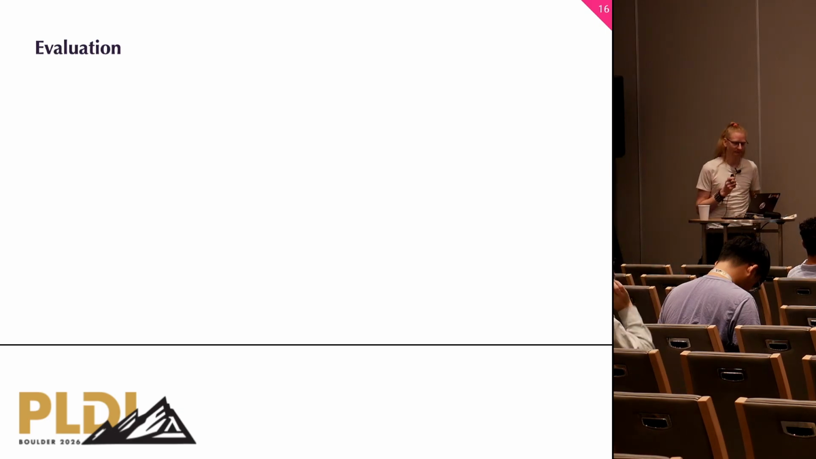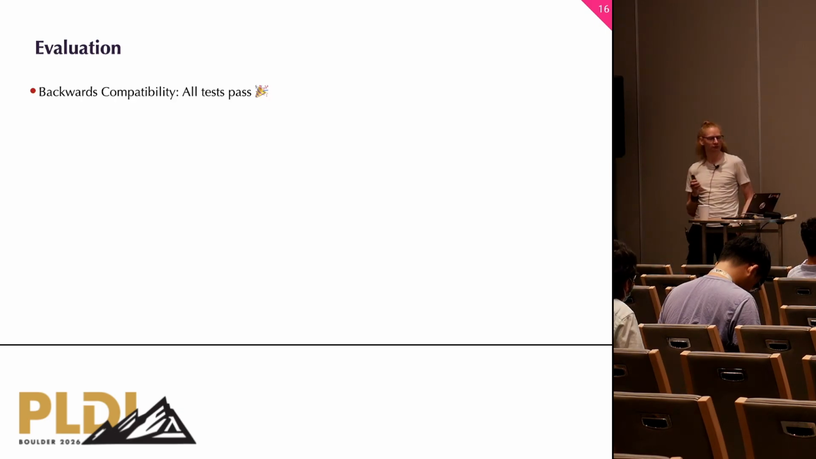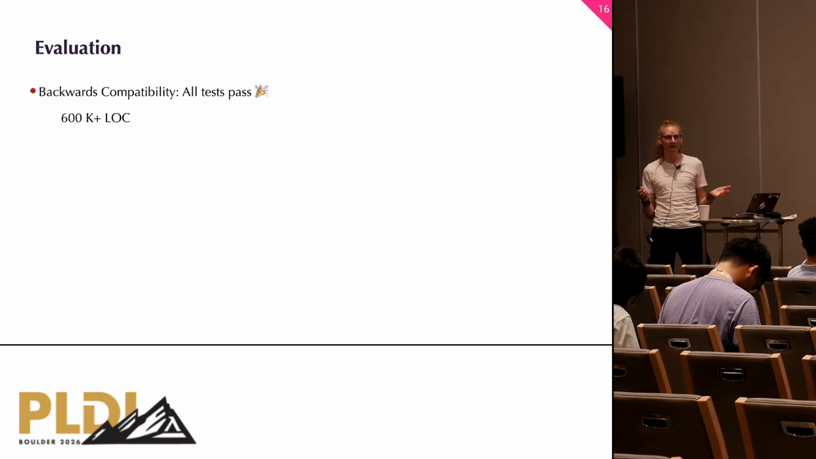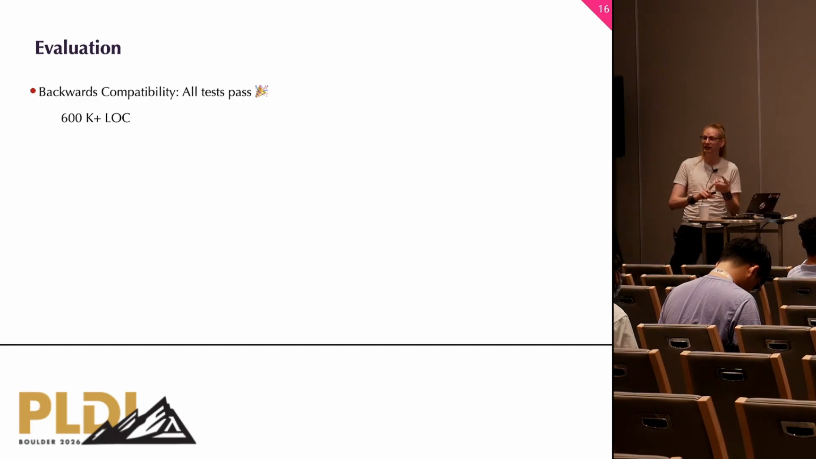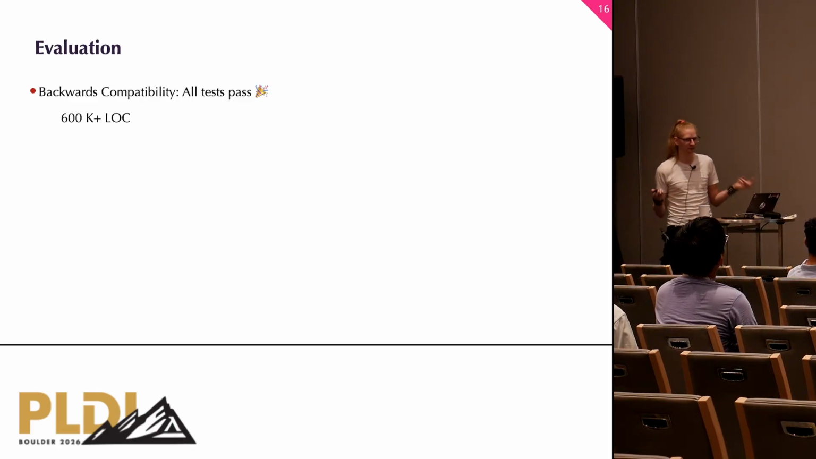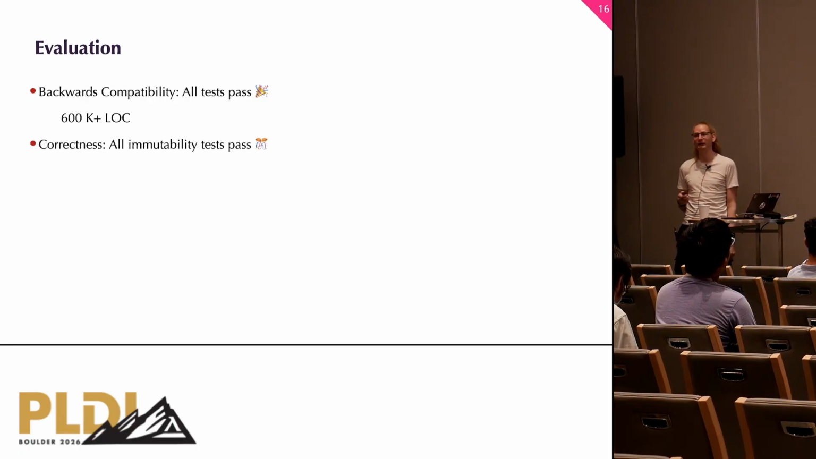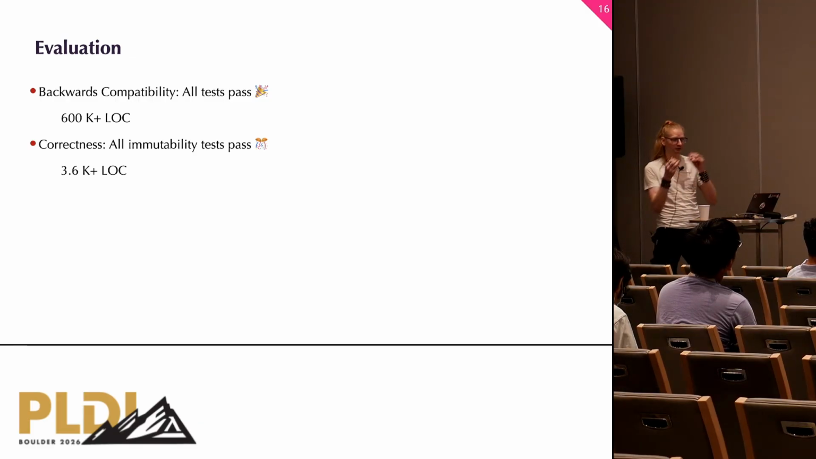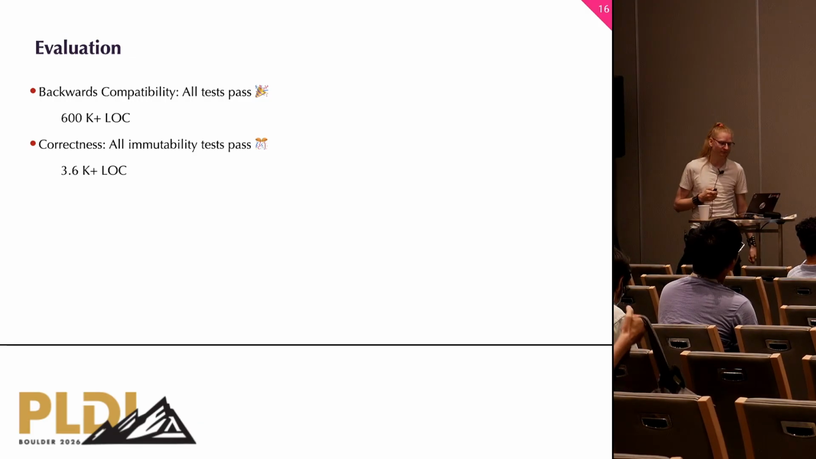Evaluation. To evaluate backwards compatibility, we've run the entire CPython test suite. For reference, this is about 600,000 lines of Python code that works. And we believe that this shows that our design is opt-in and backwards compatible. Of course, there's also a question about correctness. And for this, we've added our own tests, about 3.6 thousand lines of code, testing various bits. And whenever we found something, we added it.